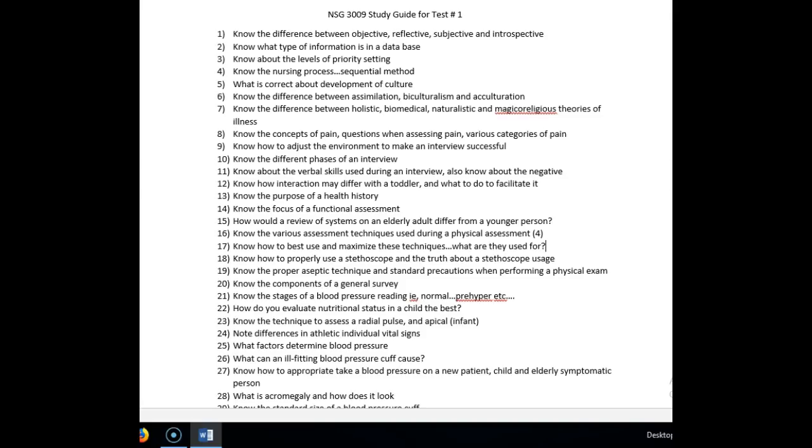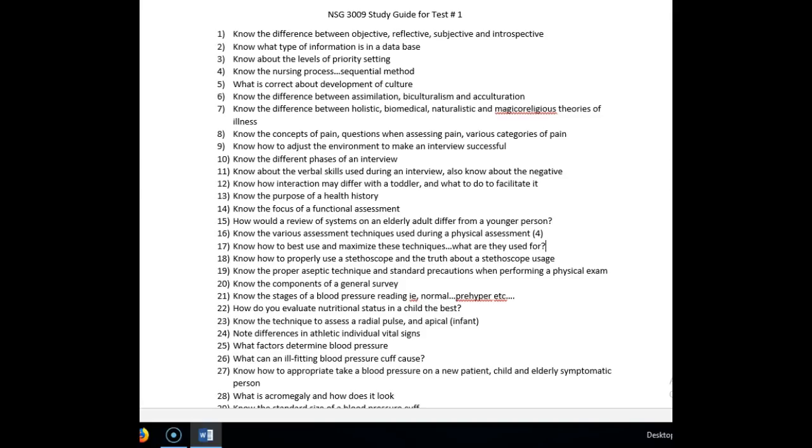Biculturalism is when a person has a dual pattern of identification. And acculturation is the process of adapting to and or acquiring another culture. So acculturation and assimilation, make sure you distinguish between those 2 particular things.